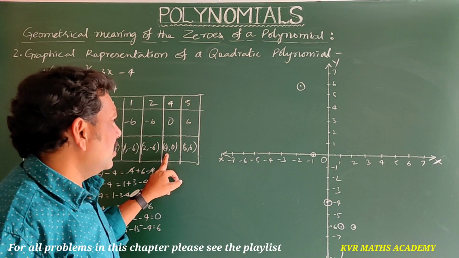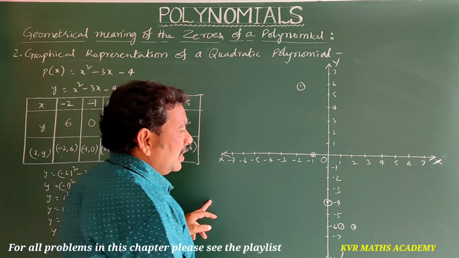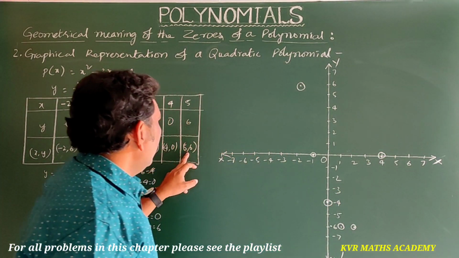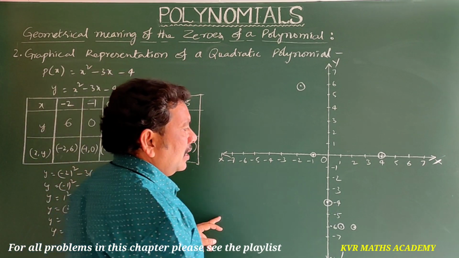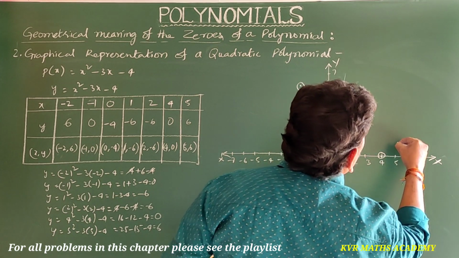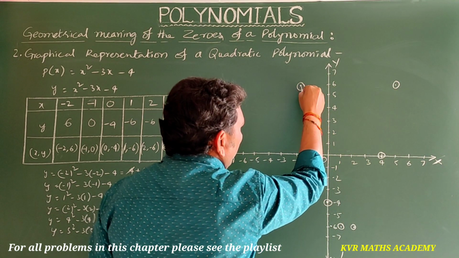Next, (4, 0). The x coordinate is 4 and the y coordinate is 0. So where will you plot the point? Yeah, this one. Next, (5, 6). See, 5 comma 6 is here, this one. 5 and 6. Now join these points.